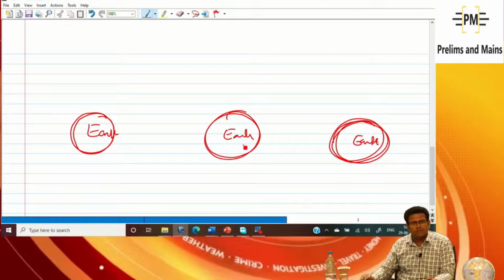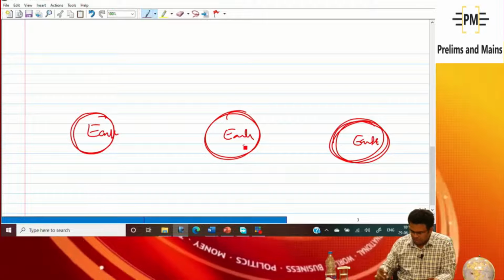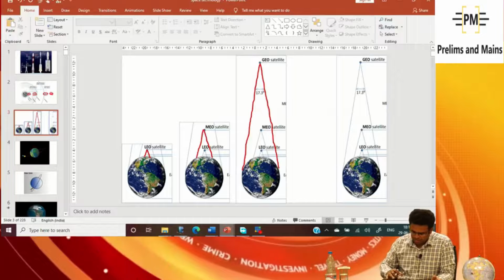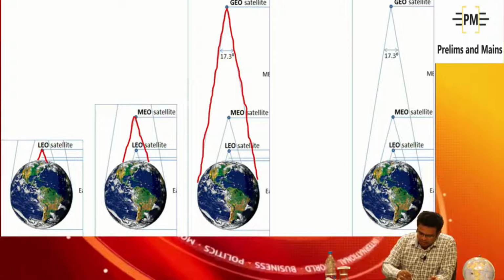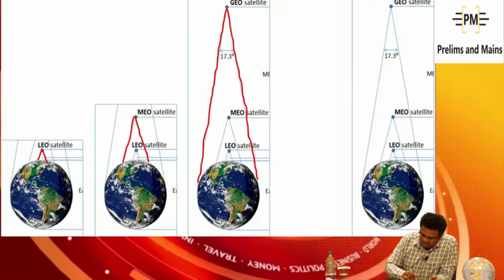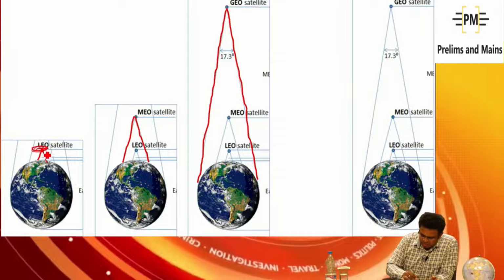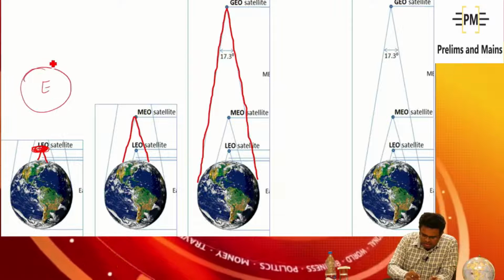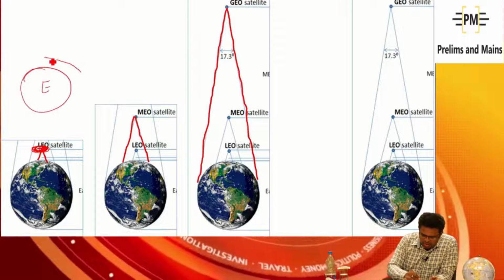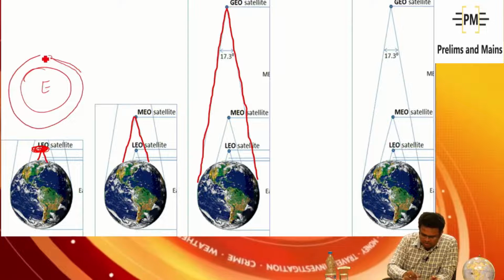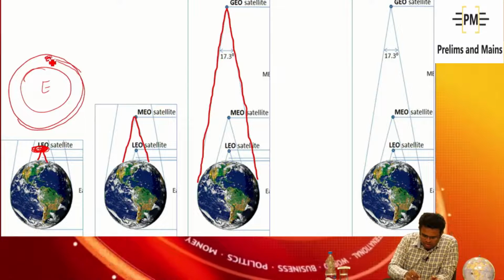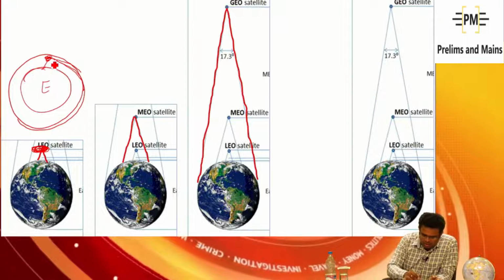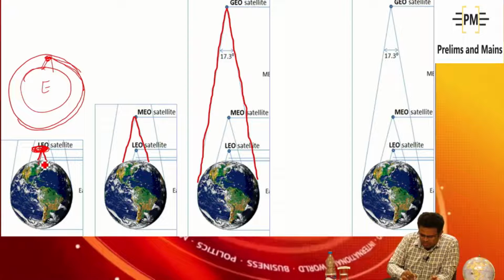Here we have Earth, and if I am talking about a low Earth orbit, suppose at a height of 700 kilometers my satellite is orbiting. So this low Earth orbit will cover a very small area. You can see here it will cover a very small area.